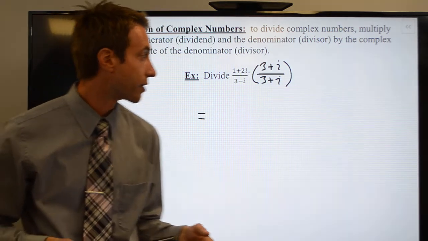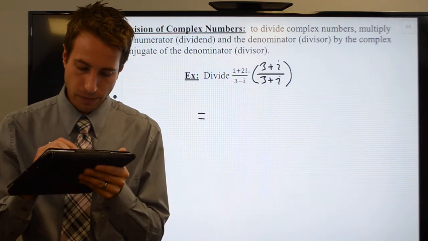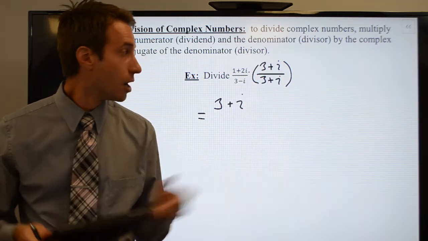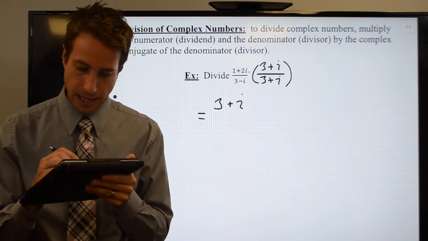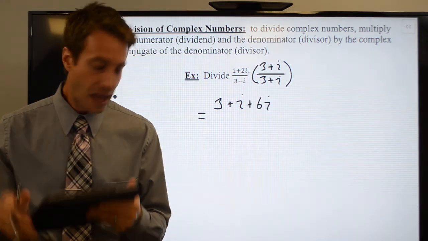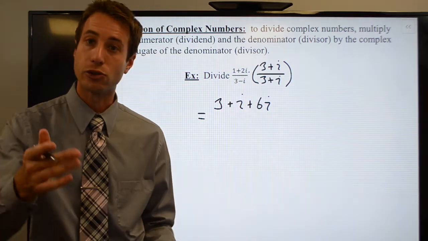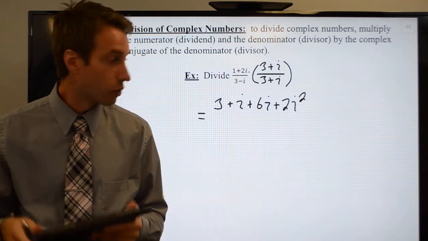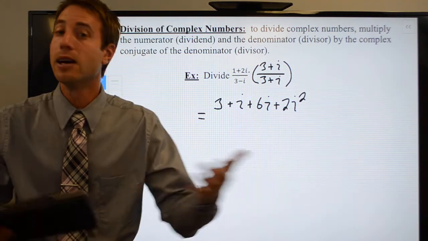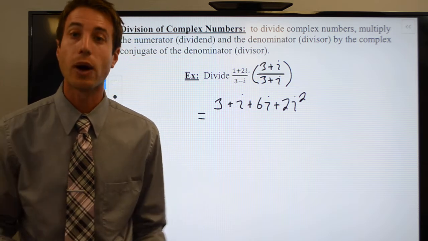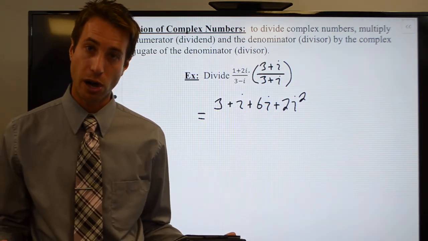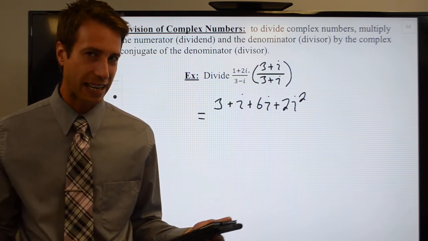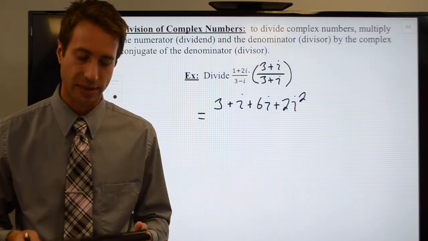Here's what I'm going to wind up with. In the top, 1 times 3 is 3. 1 times i is plus i. 2i times 3 would be 6i. And 2i times i would be 2i squared. Looks like those i squareds are showing up again, and they should. When you FOIL complex numbers, if you don't get an i squared, you messed up somewhere, so go back and try again. You should always wind up with an i squared.